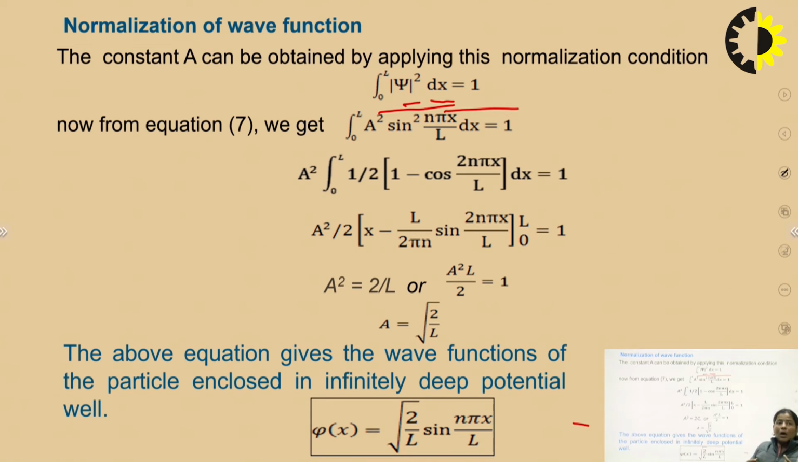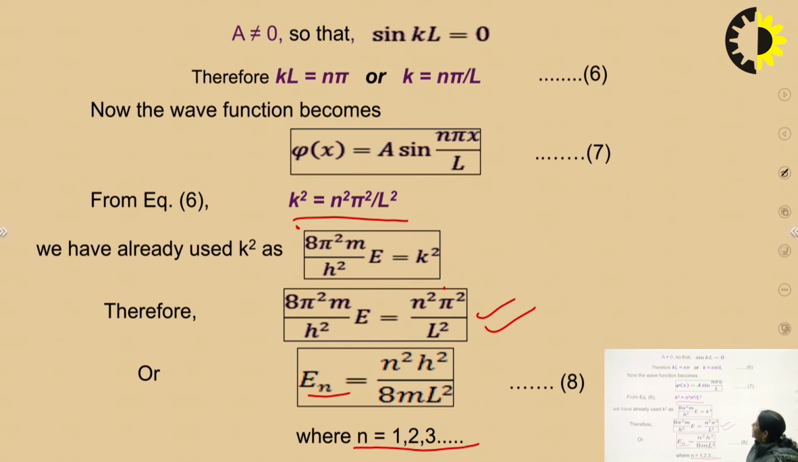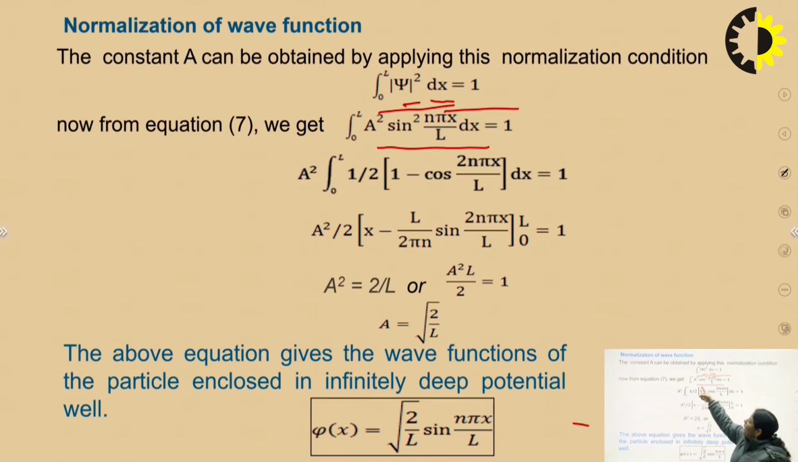So what do we do now? We have to find out for what value of a this condition is satisfied. So we substitute the wave function which we have determined. If you remember, we determined the wave function phi like this. We substitute this entire wave function here, and after substitution we have a square and sine square n pi x by L, and we have dx also, and it is equal to 1. So now it will be solved.